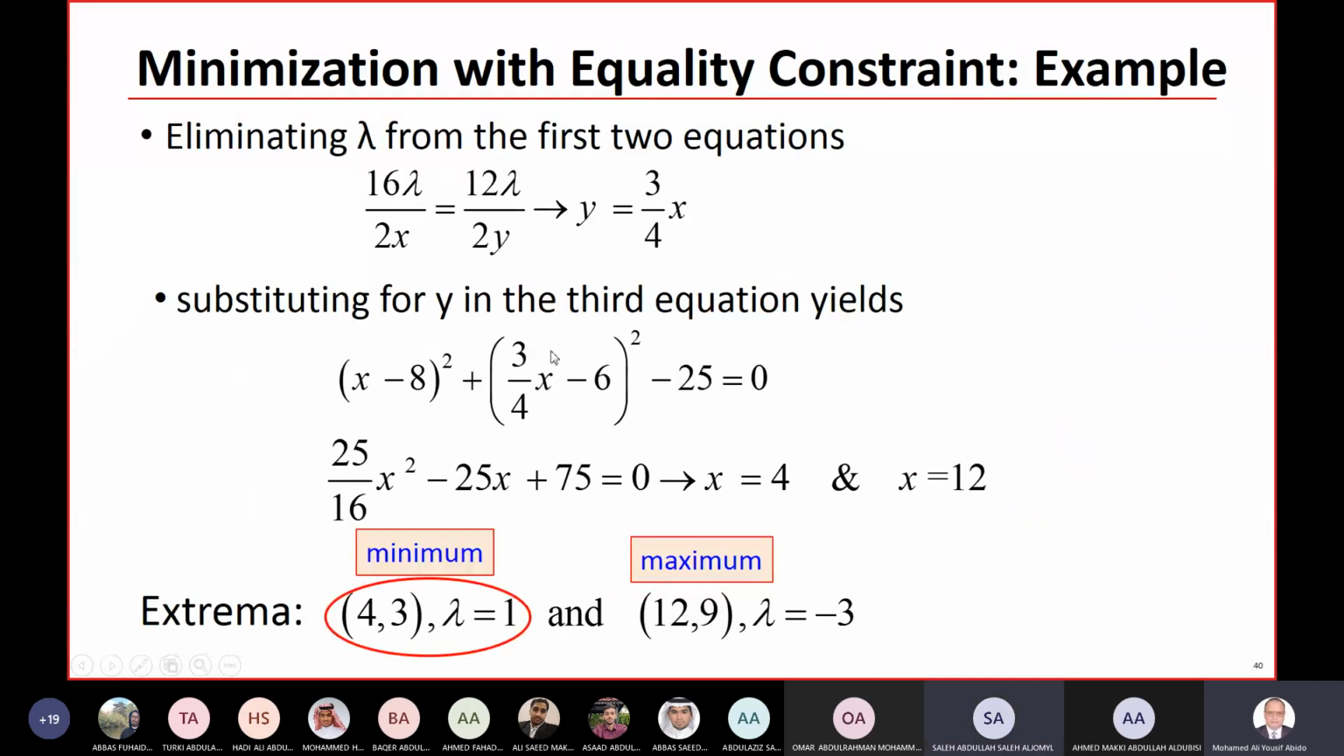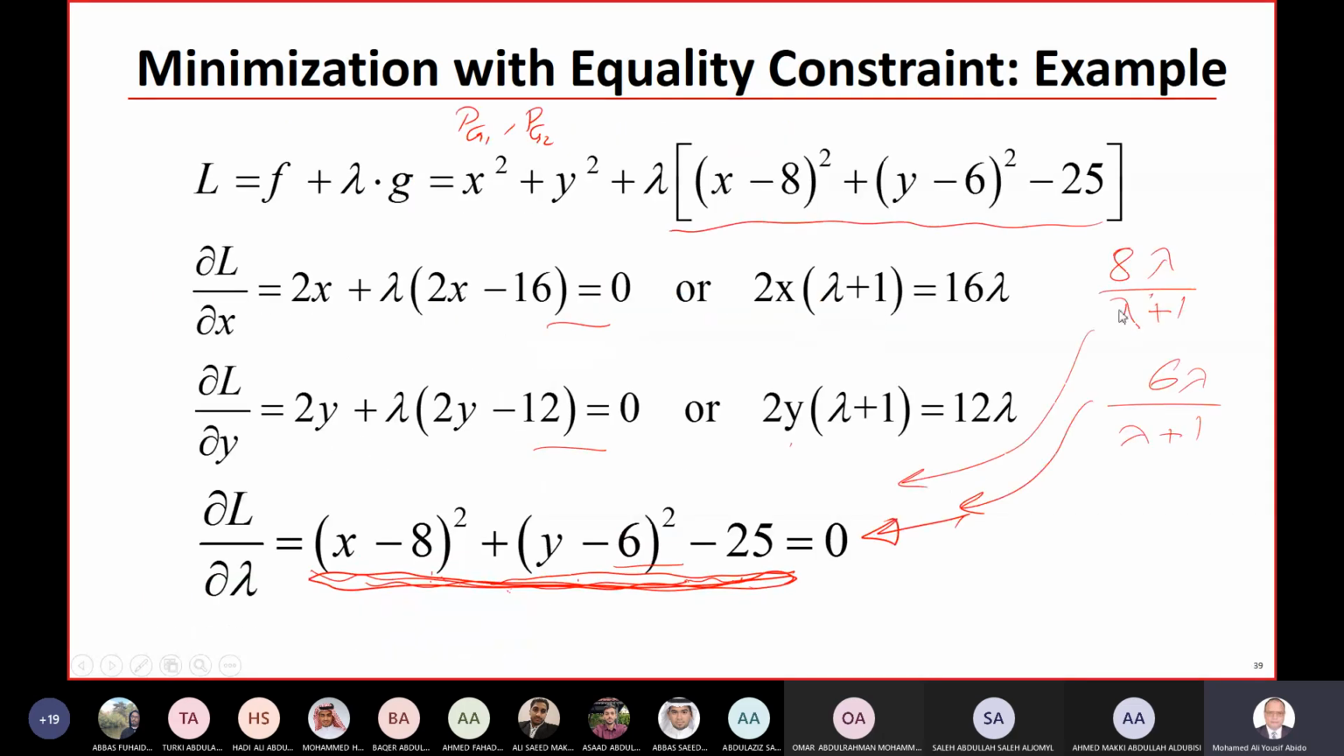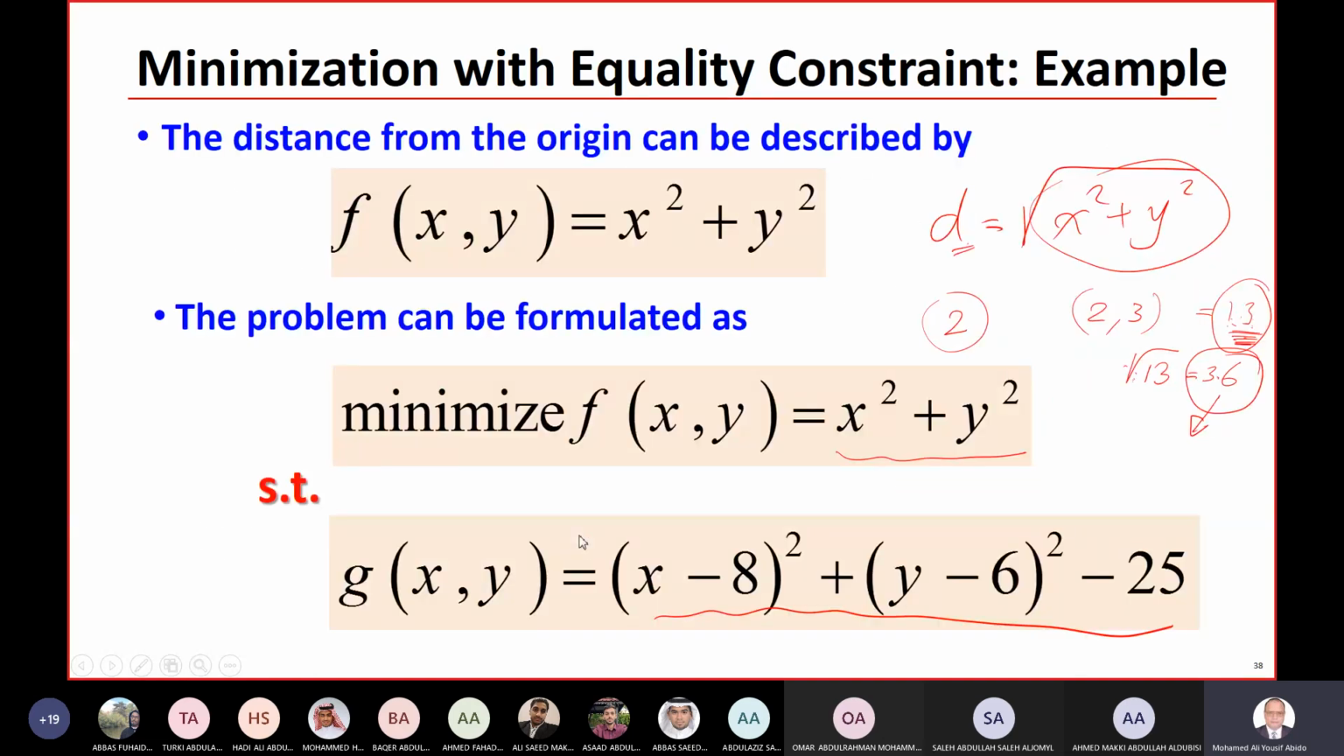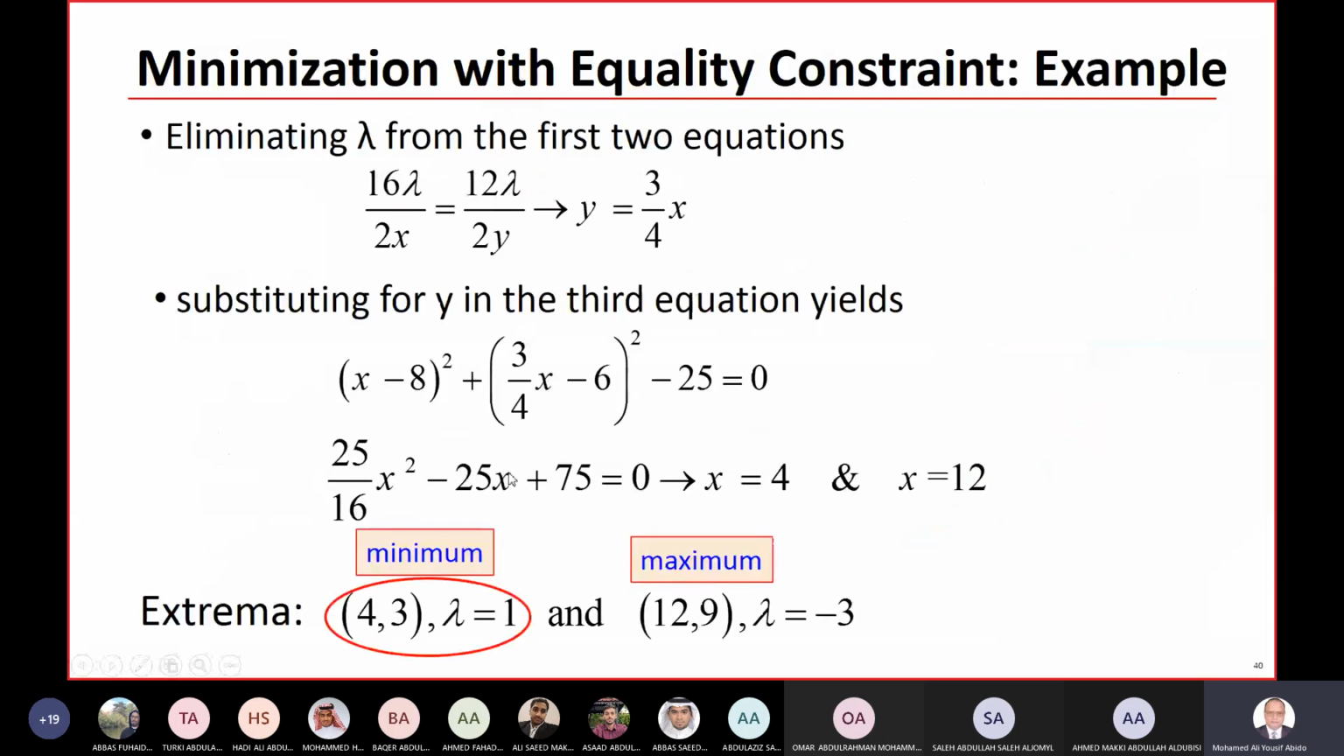So let us see. Eliminating lambda from the first two equations, you have x and y. Of course, you can solve by different methods. Here we have y as a function of x. You divide, this is x and this is y, so x over y equals 8 over 6, so it becomes 4 over 3. So if you have y as a function of x, you can substitute here to get x, and then you can go back to get the others. It doesn't matter, any solution you can consider in this regard.